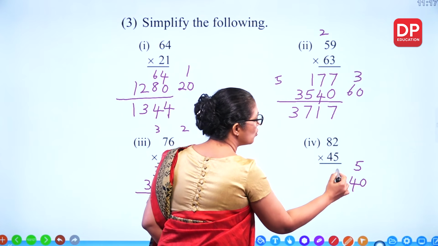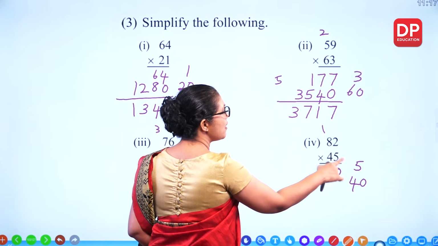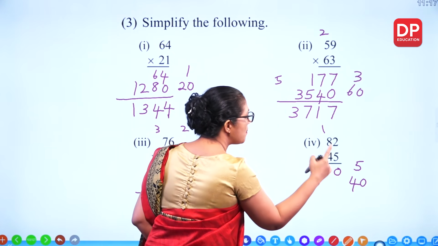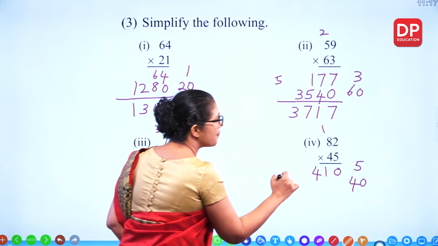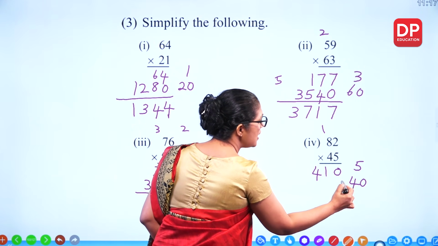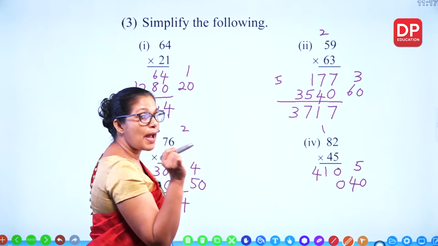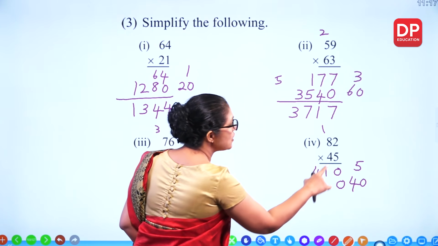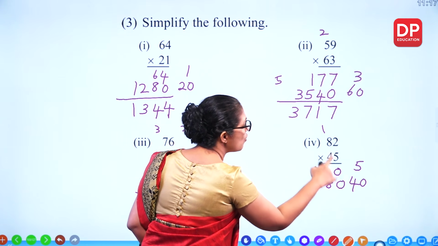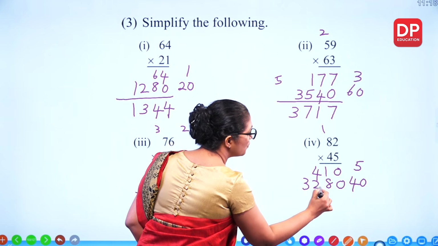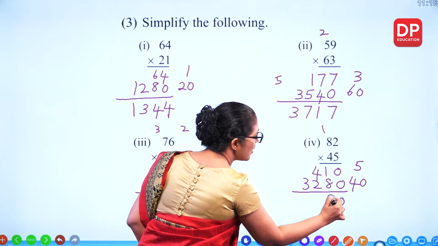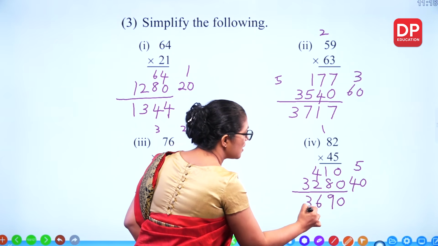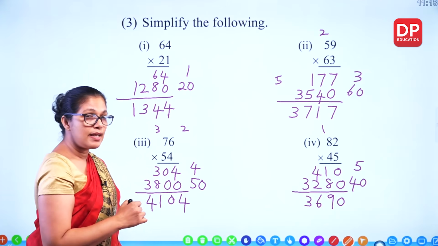This one. Multiply by 45 means 5 and 40. 5 times 2, 10. 1 remaining. 5 times 8, 40. 40 plus 1, 41. Now multiply by 40. Put a 0 and multiply by 4. 4 times 2, 8. 4 times 8, 32. Now add it. You get 9, 6, 3. 3,690.